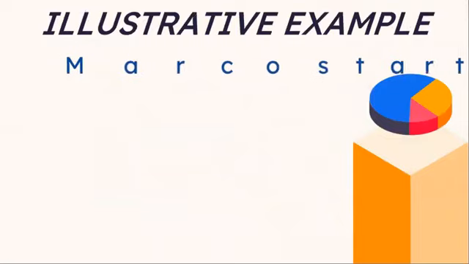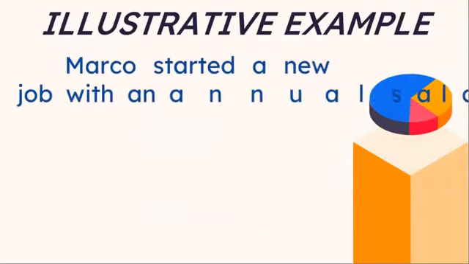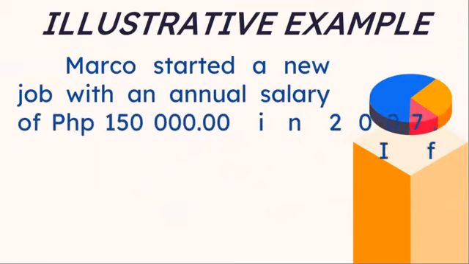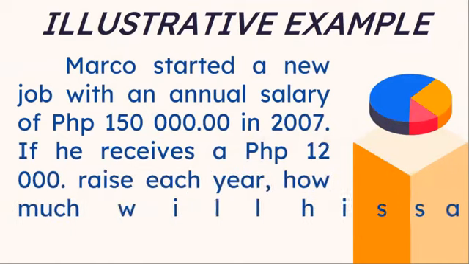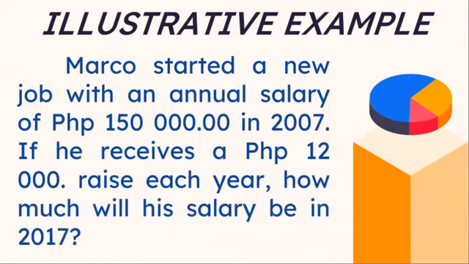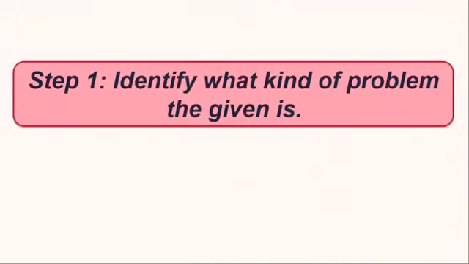So the first example: Marco started a new job with an annual salary of 150,000 pesos in 2007. If he gets a 12,000 pesos raise each year, how much will be his salary in 2017? So we have some series of steps that we need to follow in solving this problem. For step number 1, we are going to identify what kind of problem the given is. Kung ito ba ay arithmetic, geometric, kung ito ba ay series or sequence.